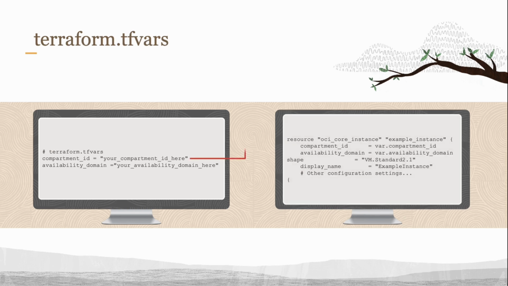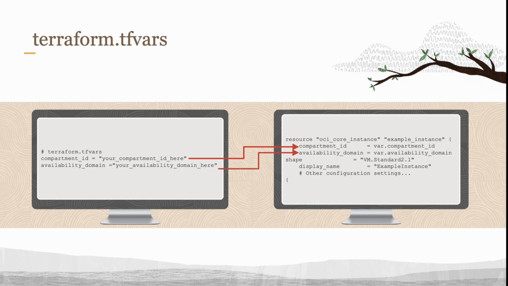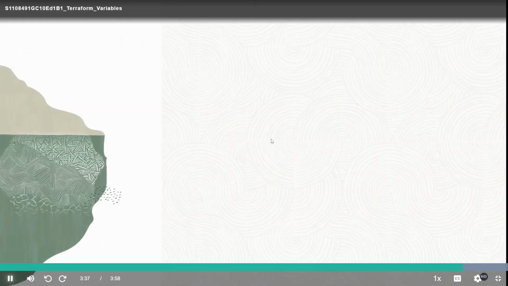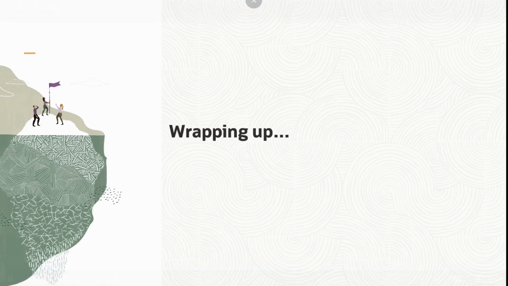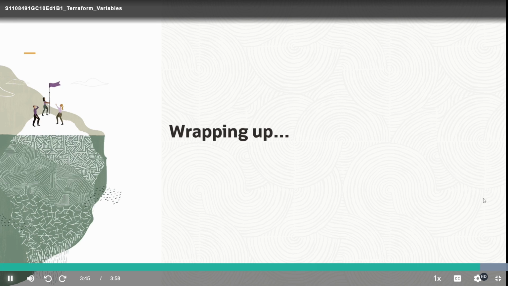The compartment_id variable is referenced using var.compartment_id, and it takes the value defined in the file. The availability_domain variable is similarly referenced using var.availability_domain. Using terraform.tfvars files helps in maintaining clean and manageable Terraform configurations, enabling you to efficiently handle different deployment scenarios. Understanding and using variables effectively can greatly enhance the scalability and adaptability of your Terraform configuration.